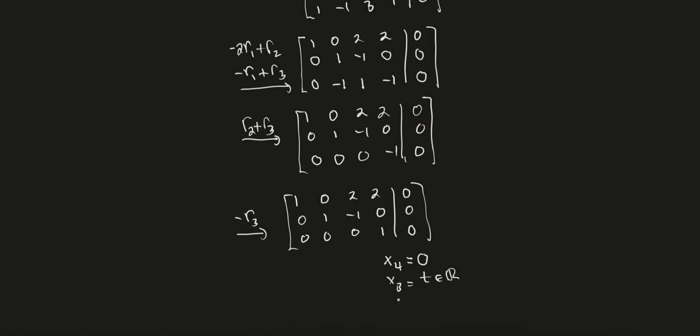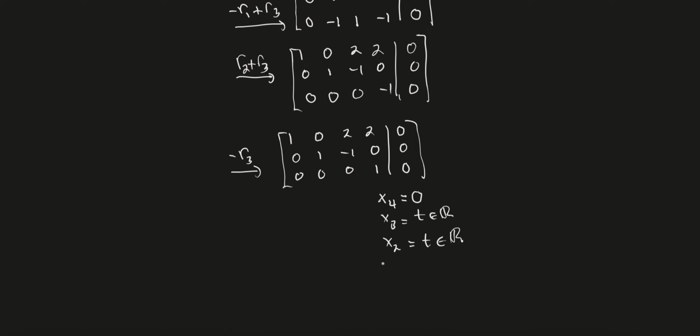Then x2 minus t will be equal to 0, so x2 also has to be equal to t. And then let's solve for x1. From the top equation, we have x1 plus 2x3, so that's 2t, plus 2x4, but x4 is 0, and that's equal to 0.